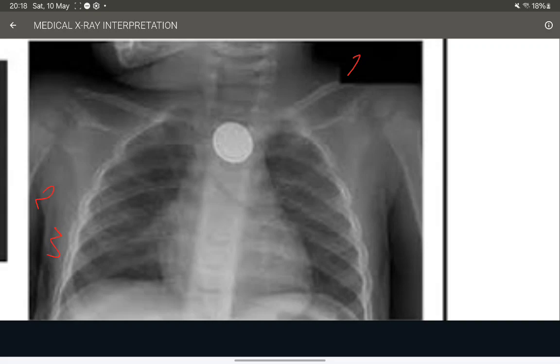Then the third is soft tissue, like the muscles of the chest wall. The fourth was the rib or the bone density, and the fifth was metallic, which is denser than any one of the five densities. So since you saw this image, you decide that there is a foreign body, looks like a coin within the chest of this child.